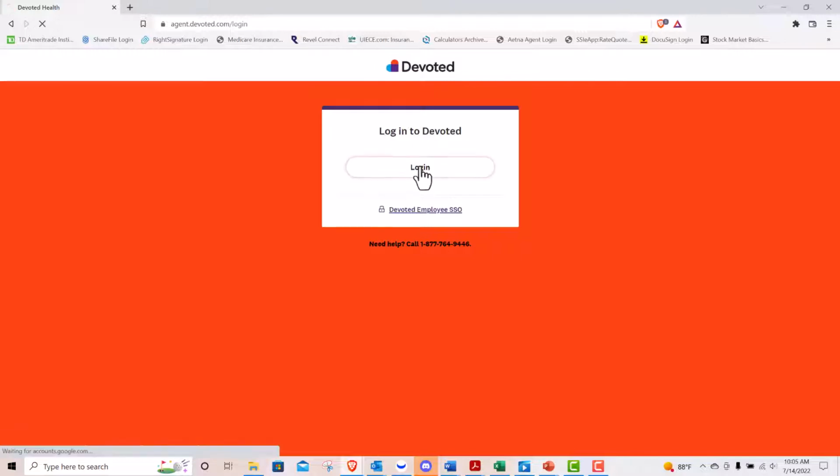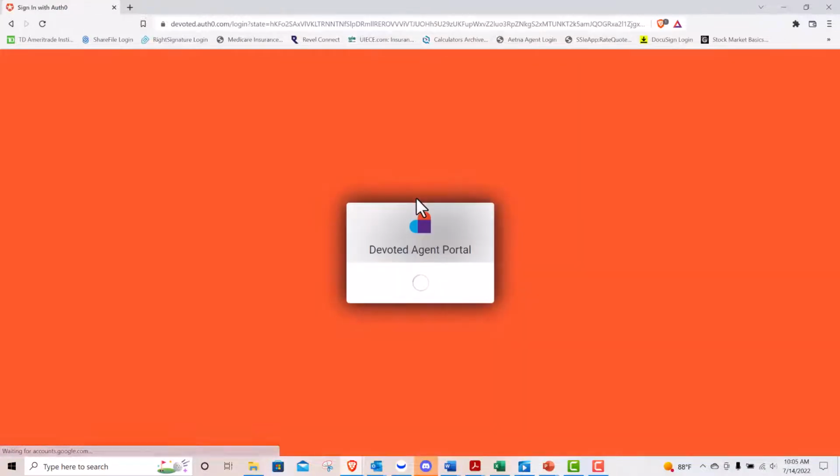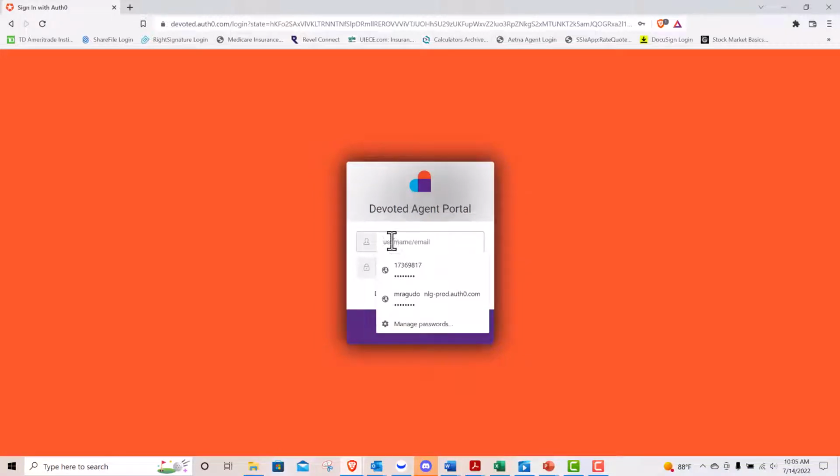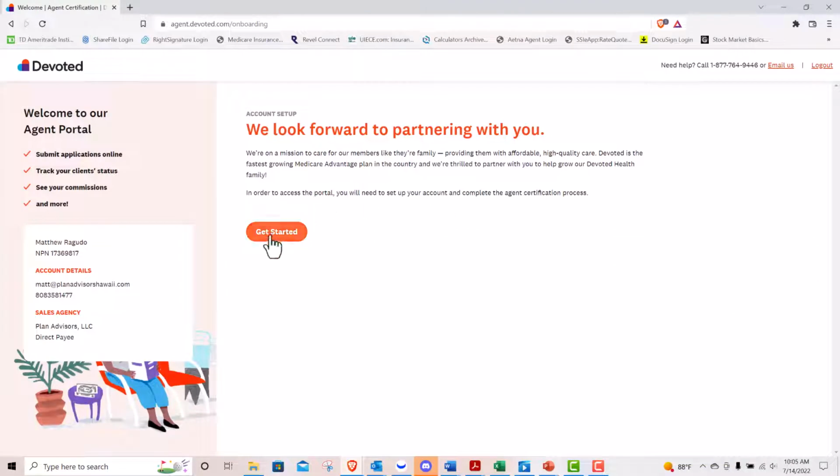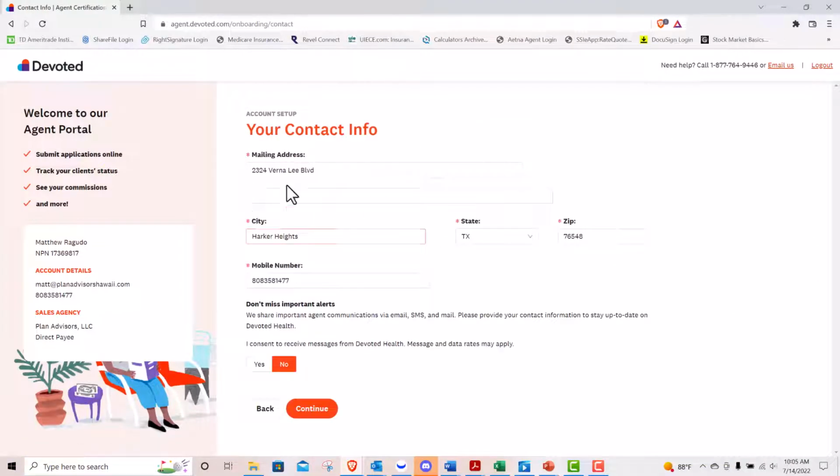So if you just type in agent.devoted.com/login, it should take you there, and that's it. My username was my NPN number and the password was already saved, and bingo, we are finally logged in. There we go. So let's get started.